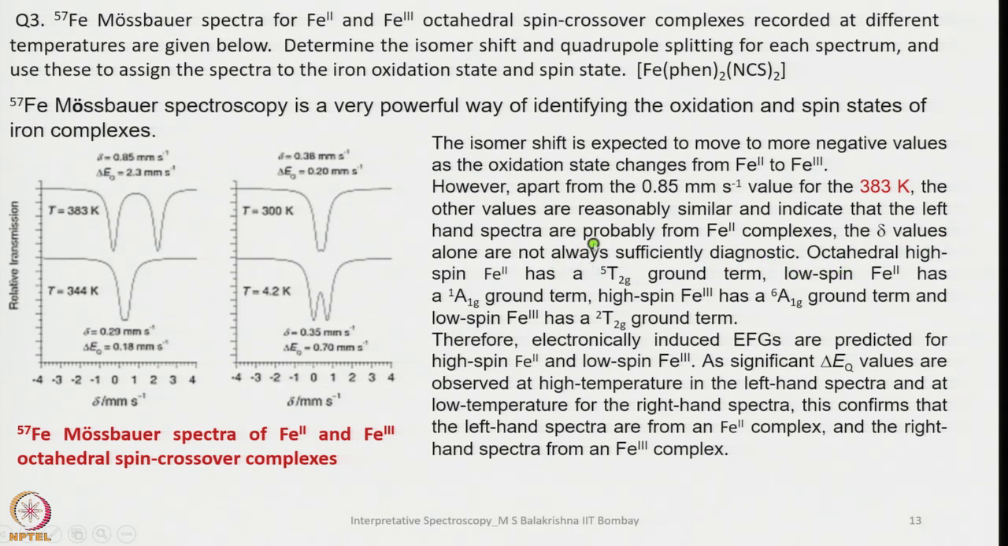Octahedral high spin iron 2 has a 5T2g ground term, low spin iron 2 has a 1A1g ground term, high spin Fe3 has a 6A1g ground term, and low spin Fe3 has a 2T2g ground term. You can look into how we get this from UV-vis spectroscopy. Therefore, electronically induced EFGs are predicted for high spin iron 2 and low spin iron 3, as significant delta EQ values are observed at high temperature in the left hand spectra and at lower temperature for the right hand spectra. This confirms that the left hand spectra are for iron 2 complexes and the right hand spectra are for the iron 3 complex. This is how you should analyze and conclude about the spectra obtained here.